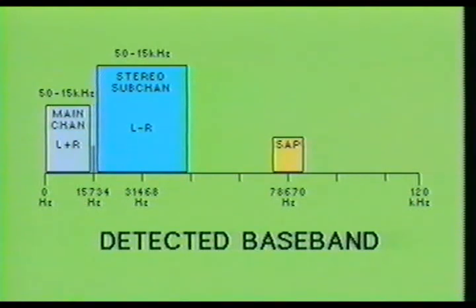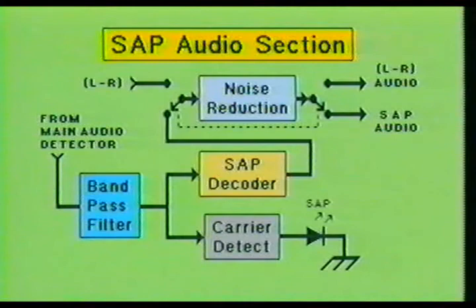The secondary audio program is frequency modulated and is placed at 78.67 kHz on the main audio baseband. The same compression method which is used on the L-R signal is also used with the SAP signal. Here you see a simple block diagram of an SAP audio section located in a color television receiver. The first stage is the SAP bandpass filter. The SAP bandpass filter only allows the 78.67 kHz secondary audio program to pass through to the next 2 stages, while stopping all other frequencies.